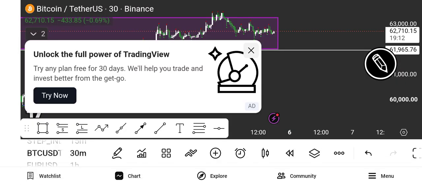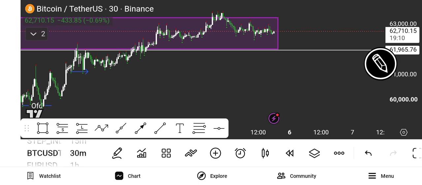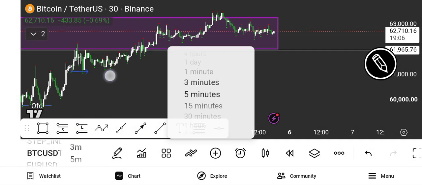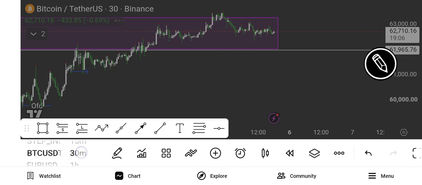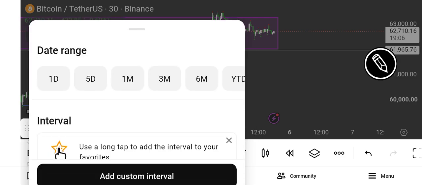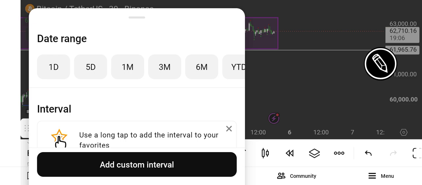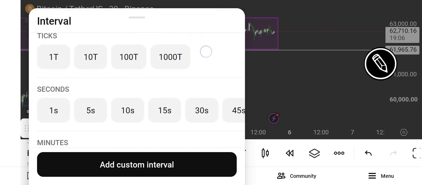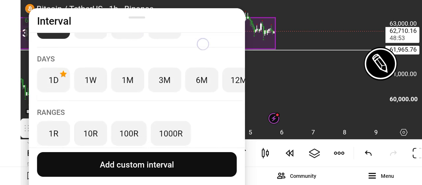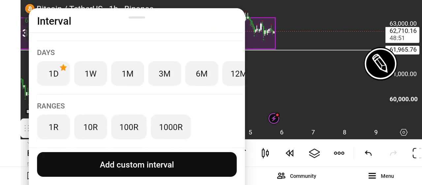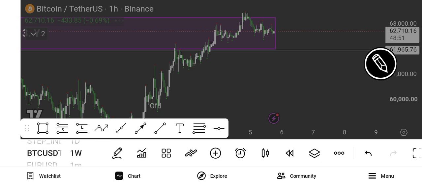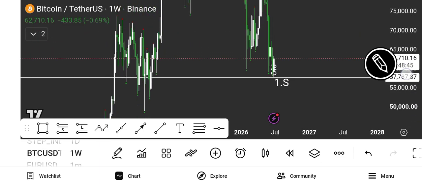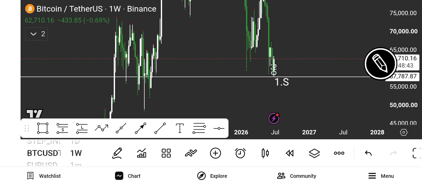Okay, so we go into the charts. For the higher time frame, I would go to the weekly time frame. So there, we'll go on the weekly time frame and look out for what the market is doing.